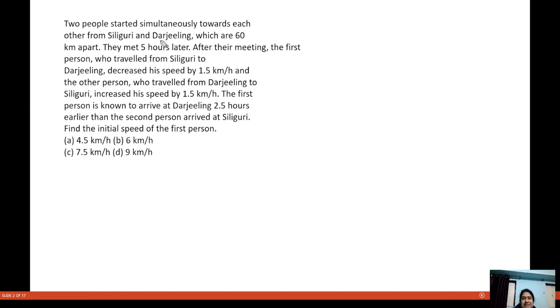Now see, what the question is saying: two people started simultaneously towards each other from Siliguri and Darjeeling. So let us consider we have Siliguri here and we have Darjeeling here, which are 60 kilometer apart. So we know the distance between Siliguri and Darjeeling is 60 kilometer.